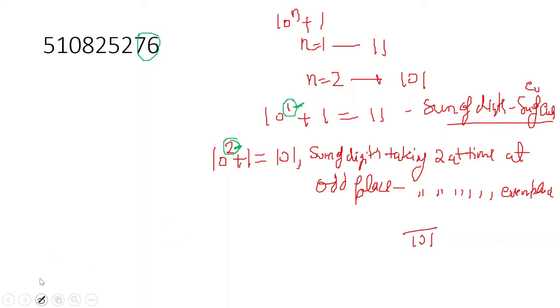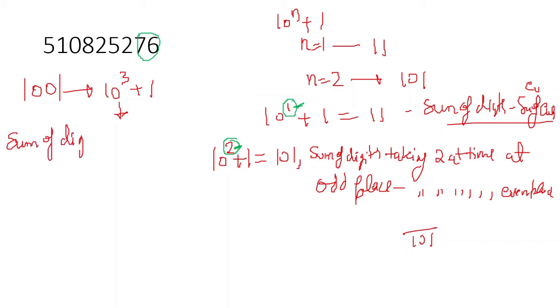Similarly, we can derive the rule for 1001. Let's derive the rule for 1001. 1001 is 10 to the power 3 plus 1. So for this, the rule is the sum of digits taking 3 at a time, because this power is 3.